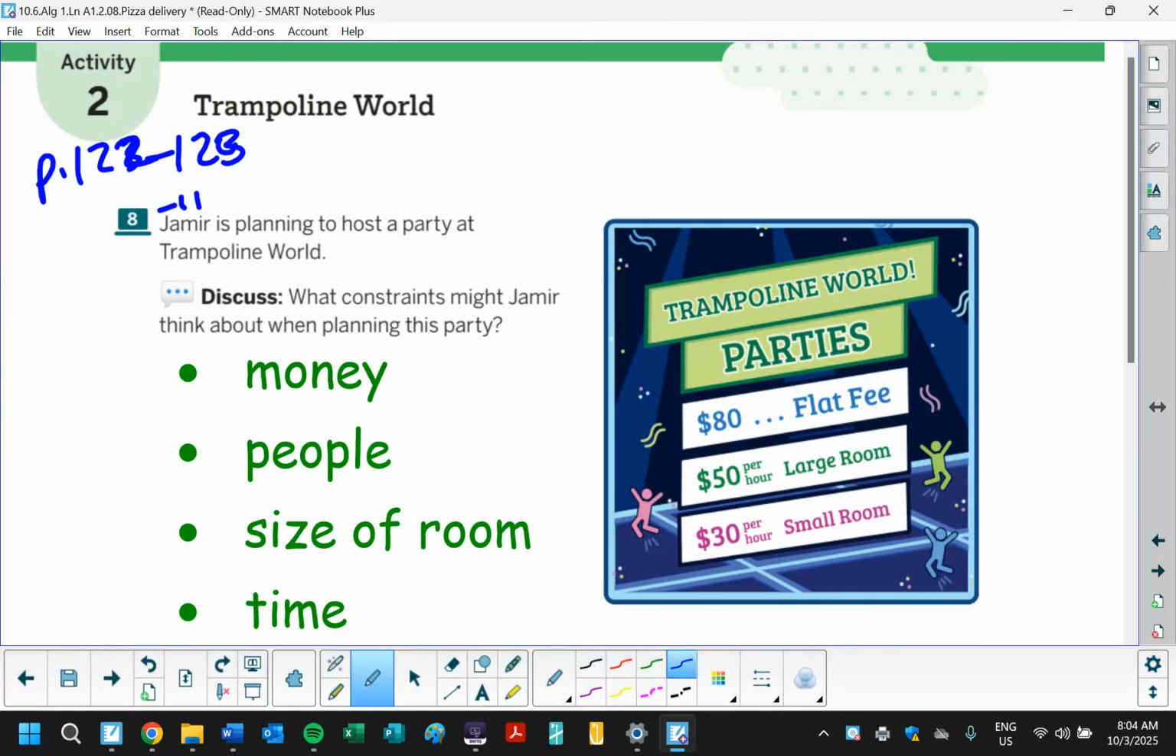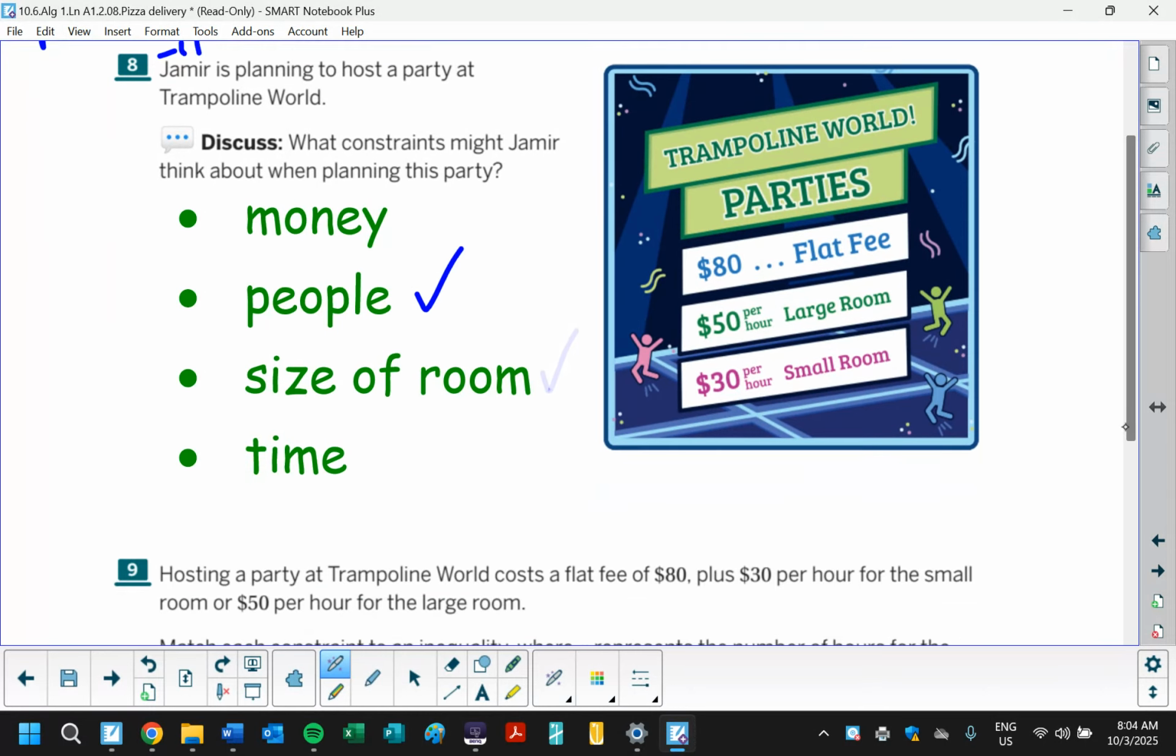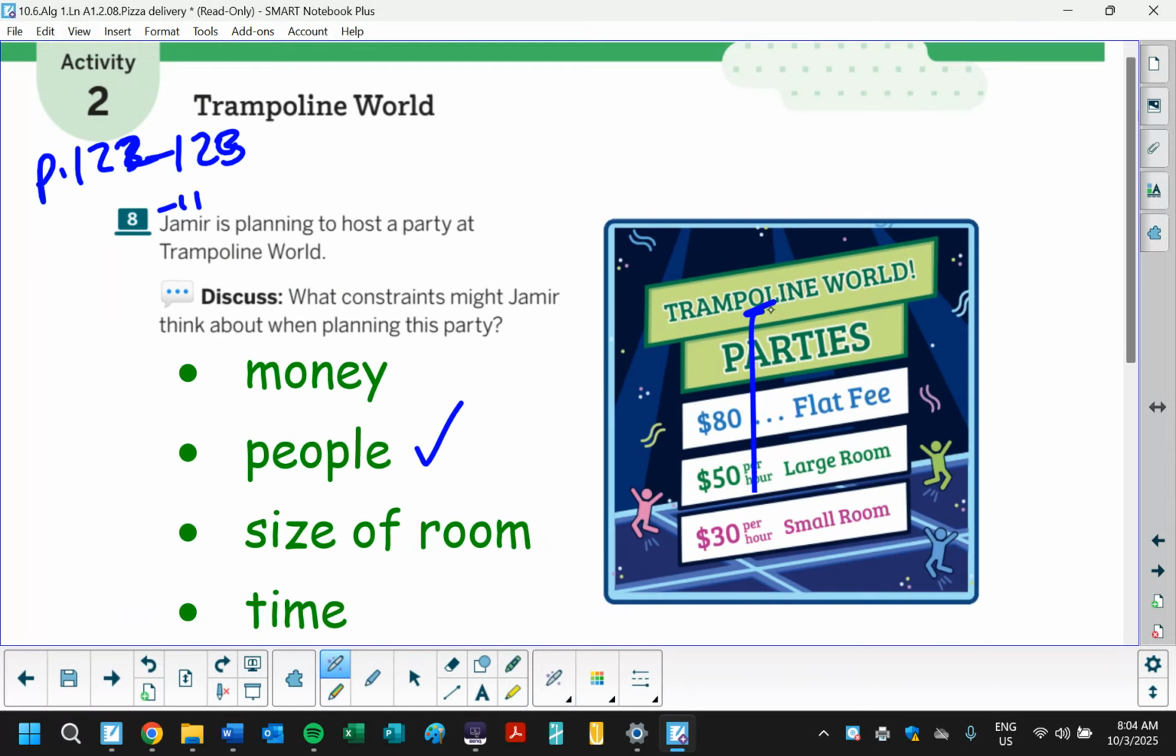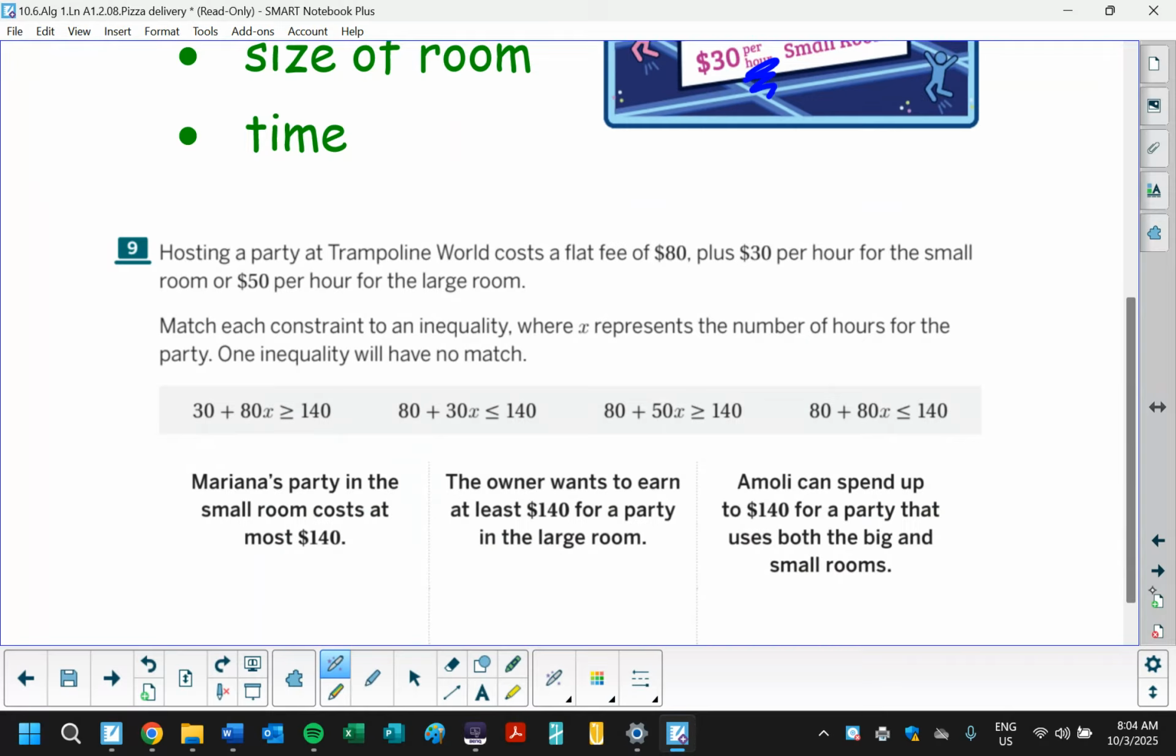Constraints that Jameer might have to think about when planning this party. Well, first of all, I noticed that everything's about money. If he only has so much money, he can only invite so many people or pick a certain room. Speaking of, the size of the room is a constraint. That might constrain the number of people that can go. The number of people that go to the party is a constraint. And of course, time. So there's all sorts of constraints. You might have thought of some more.